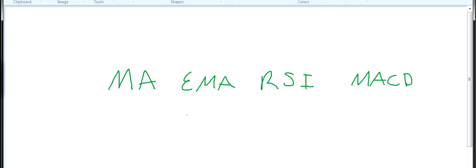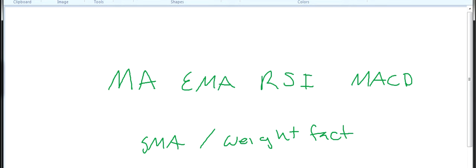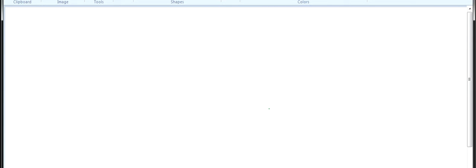Anyway, your EMA is nothing but your SMA with a weight factor, and then you've got your current EMA, right? So that's pretty much what the EMA is. It's just a combination of other little factors.